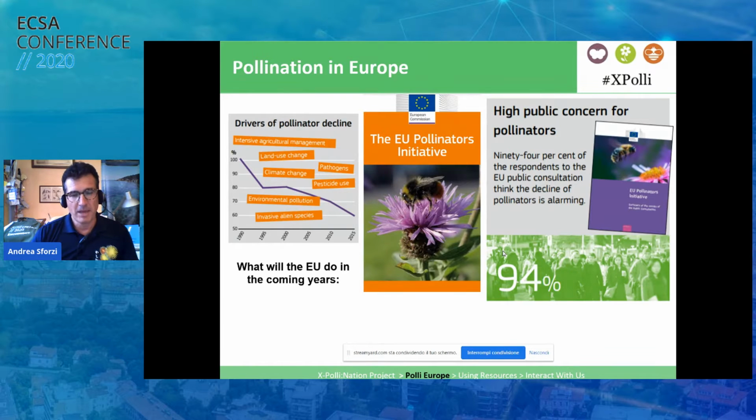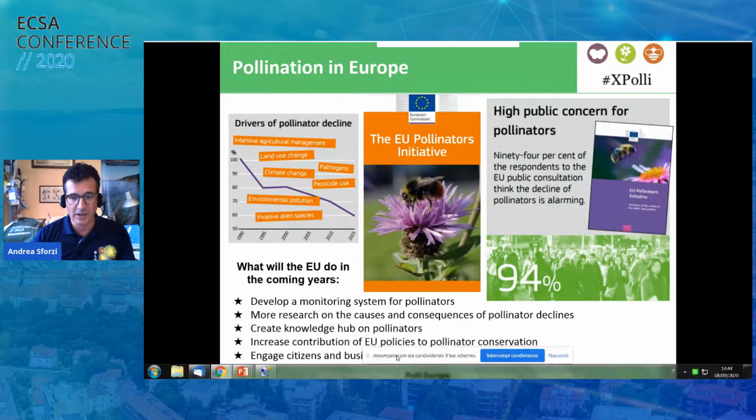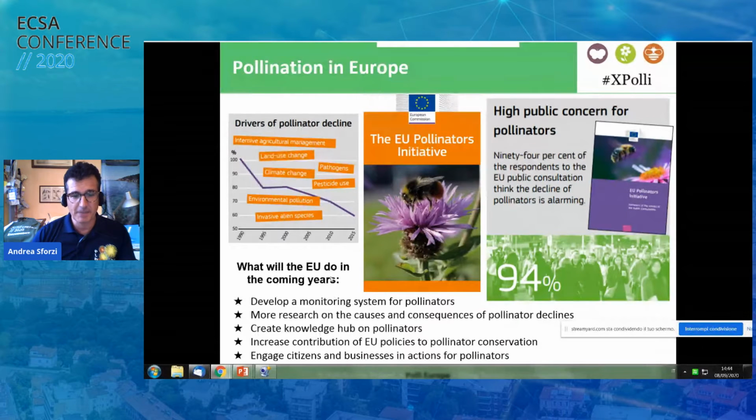Among the main aims of this initiative is the list below. So develop a monitoring system for pollinators, more research on the causes and consequences of pollinator declines, create a knowledge hub on pollinators, increase the contribution of EU policies to pollinator conservation, engage citizens and businesses in action for pollinators. So in most of these actions, citizen science can be of help. It can give a contribution, quite an important one.